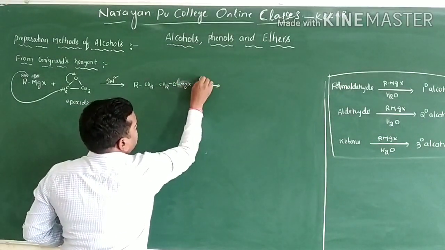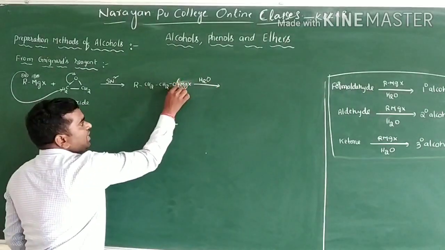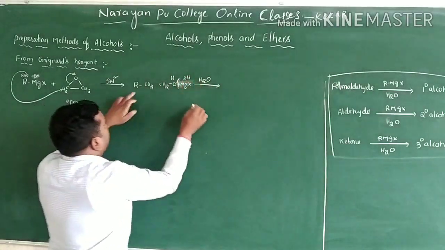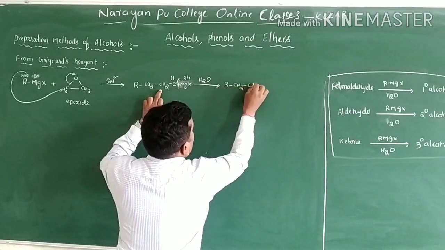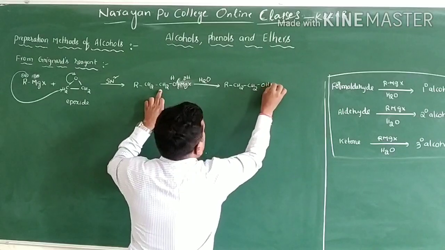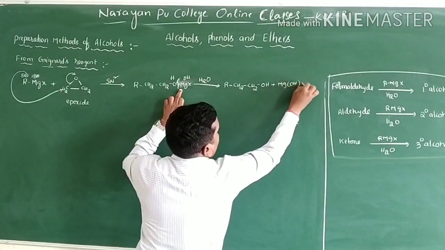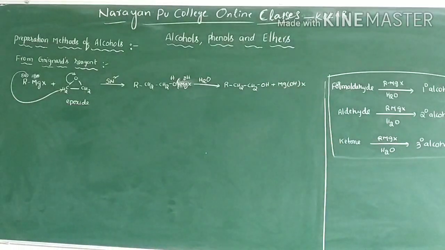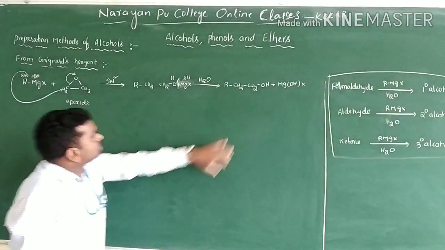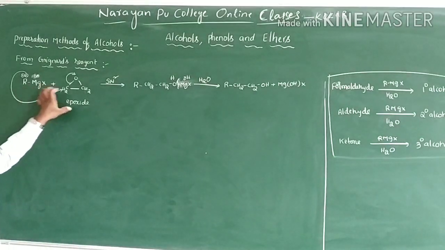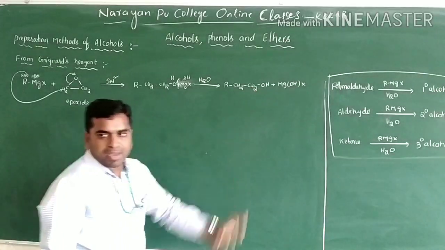Then the next step is hydrolysis. Following the hydrolysis, what compound do you get? H and OH. You get R-CH2-CH2-OH plus Mg(OH)X. So what are we getting? We are getting alcohols from the reaction of a Grignard reagent and an epoxide. It is an alcohol, a primary alcohol.